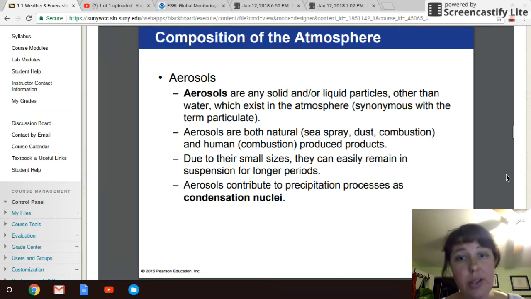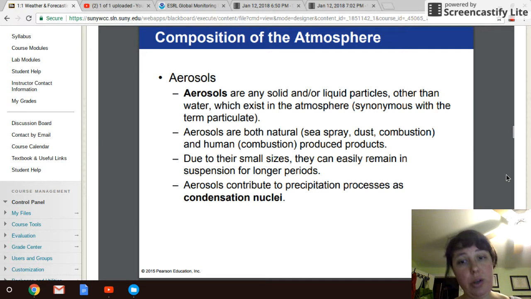Really quick, aerosols is a term that we use to account for any solid or liquid particles. Everything else that we've been talking about as far as particulate matter in the atmosphere was the gas particles. Now these are solids and liquids. They fall under the category of aerosols.